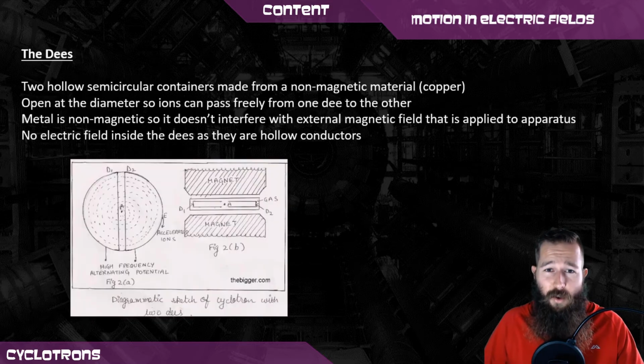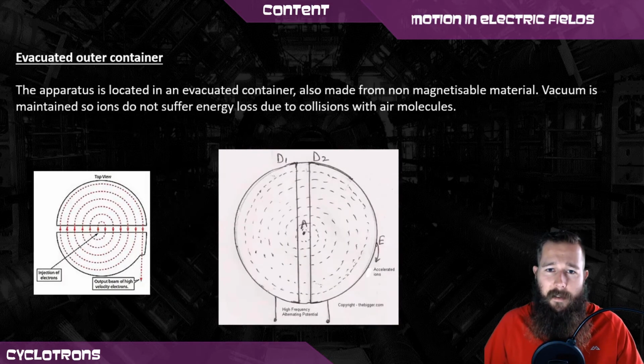So the Ds are just two hollow semicircular containers that are made from a non-magnetic material, and they have an open diameter so ions can pass freely between them. There is no electric field inside the Ds, but there is an electric field between the Ds. So the electric field exists just in this section here, and ions are free to pass through here and here, being open faces, and it allows the ions to move freely throughout this area. The whole apparatus is contained in an evacuated container, meaning there's no air molecules for the ions to crash into.